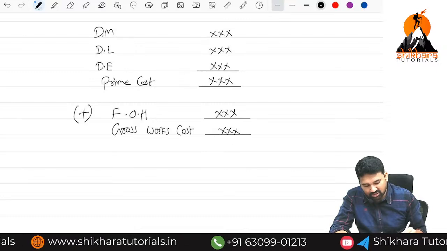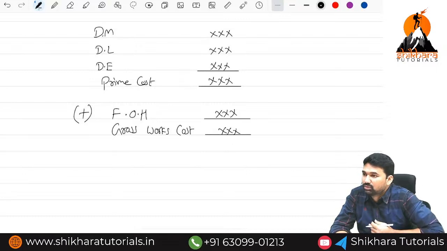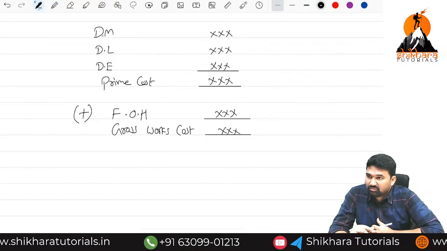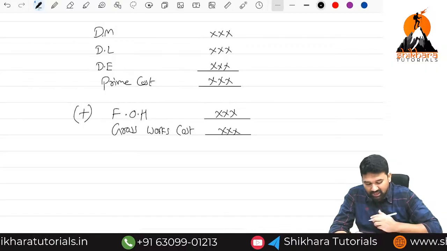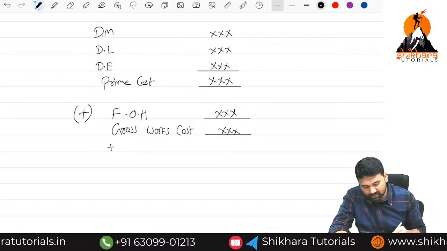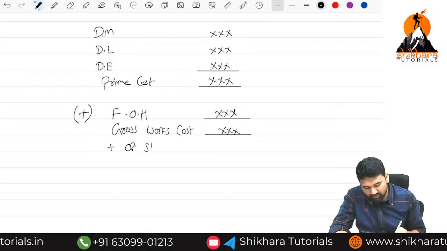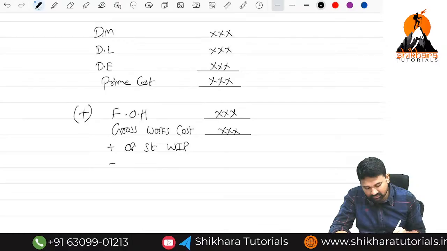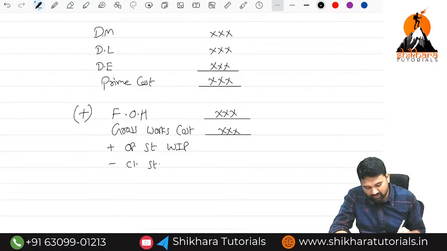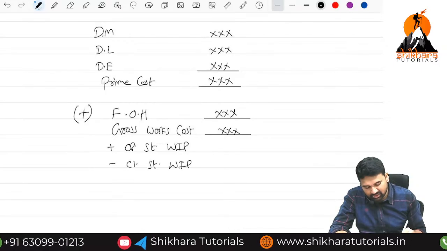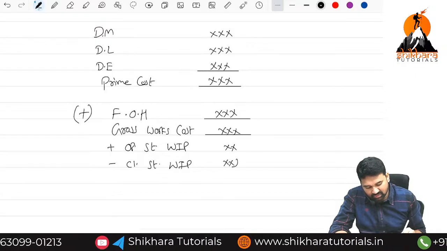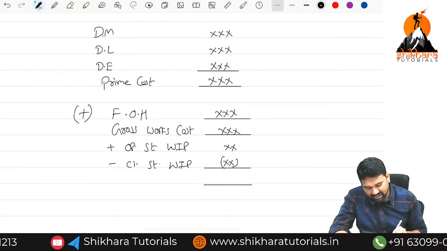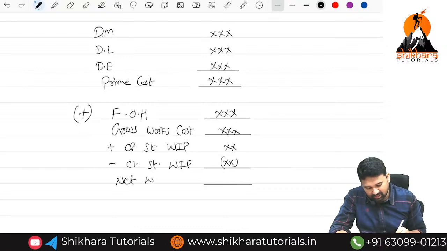And to this gross works cost, we have to do an adjustment. Adjustment means one addition, one subtraction. What we need to add? Opening stock of work in progress. And what we need to deduct? Closing stock of work in progress. So after we did this small adjustment, the result will be called net works cost.